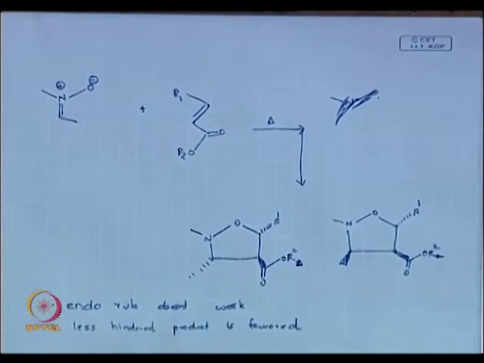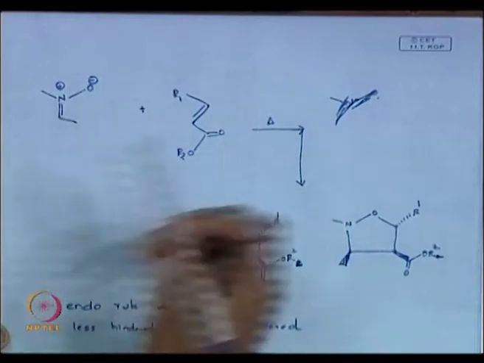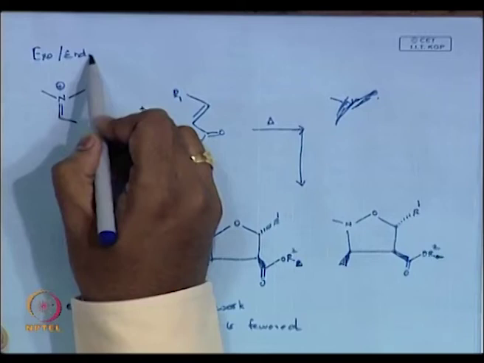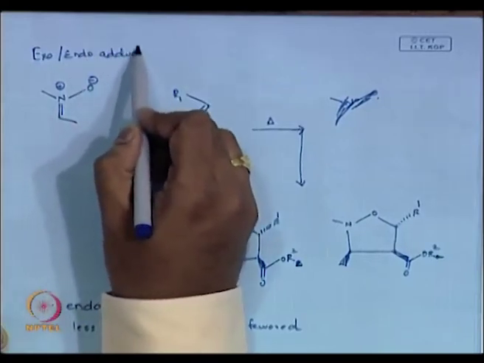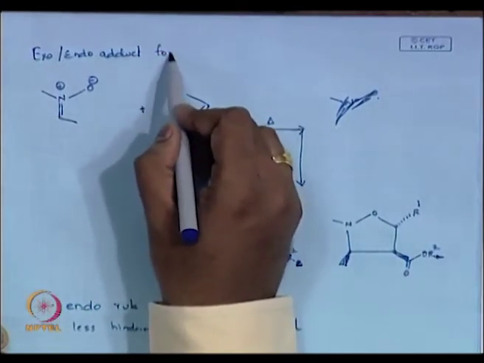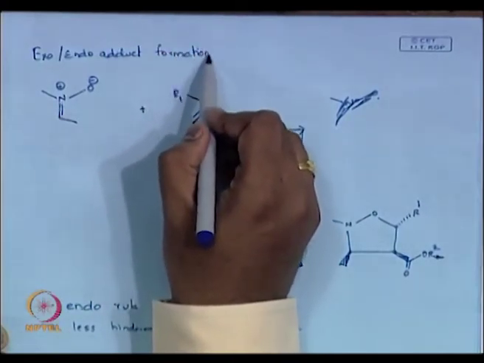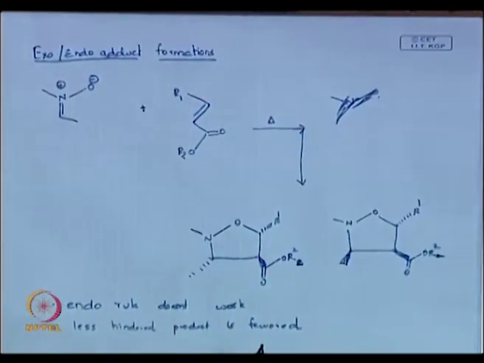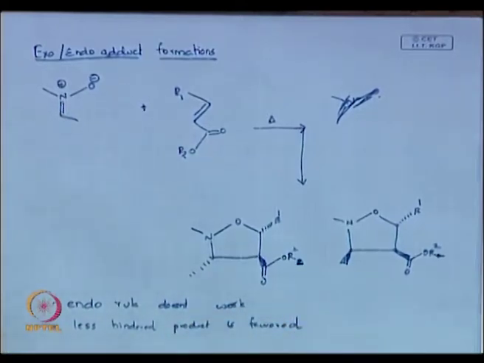See, that's very important. People will also say exo endo adduct formation. Particularly when you are talking about 1,3 dipolar cycloaddition reactions, your endo rule is not much obeyed. It is more about a less steric interaction. We will see why it is. Okay.